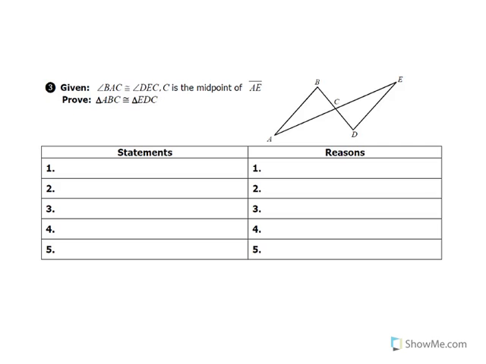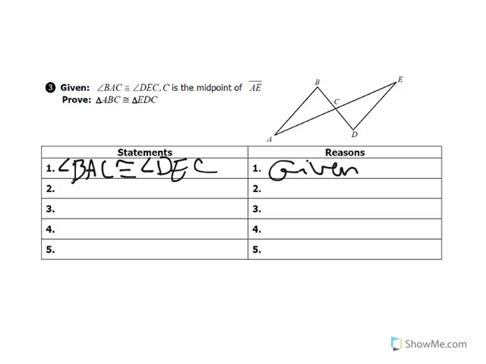Now we're going to look at proof 3. So we're going to skip over 2. This says it's given that angle BAC is congruent to angle DEC, and C is the midpoint of line AE. So this one, we need to write the statements and the reasons. So I'm going to start with angle BAC congruent to angle DEC, because that was given.